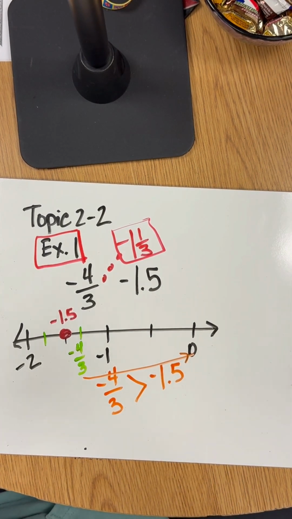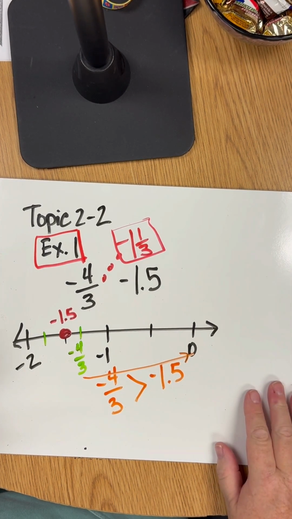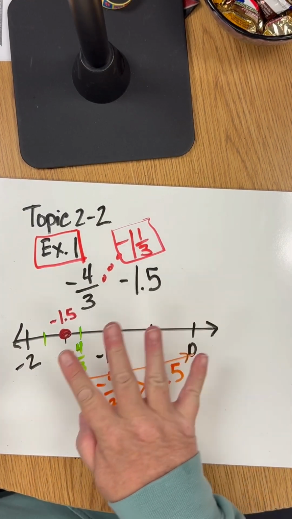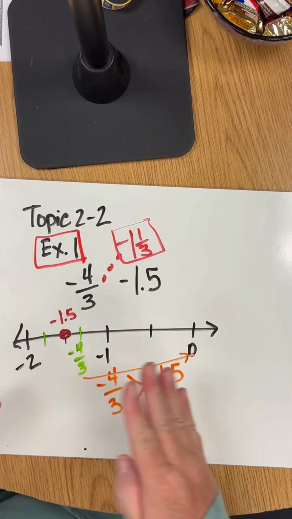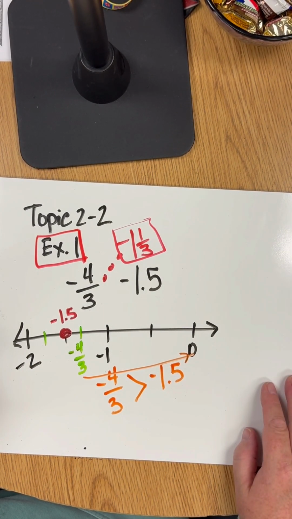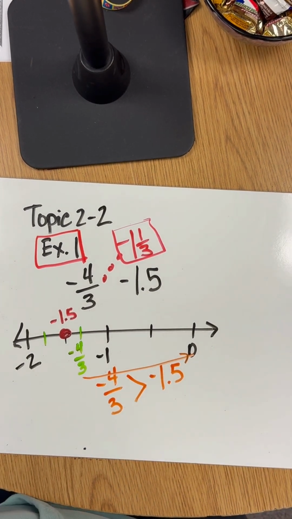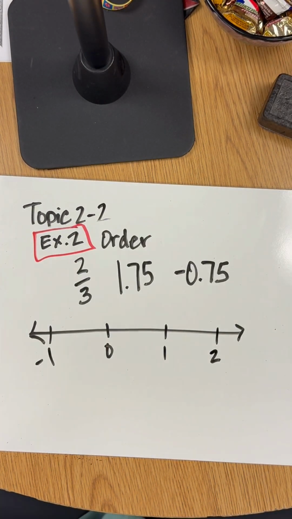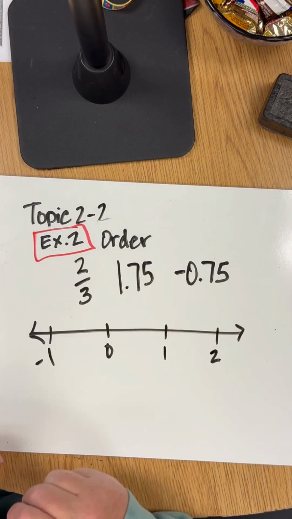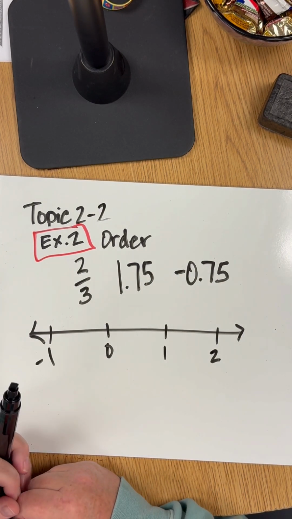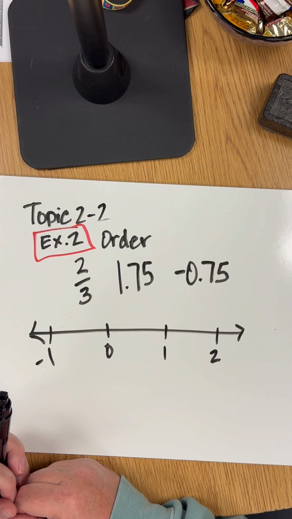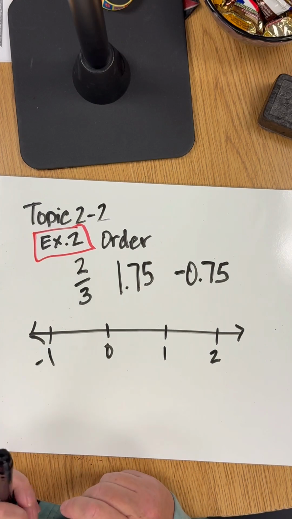Okay? So you're going to be given some different things. They might be in fractions, they might be in decimals, and you'll have to flip-flop back and forth to be able to compare those on a number line. All right, here's example number 2, and they want us to put 2/3, 1 75/100 and -75/100 on a number line so that we could order those and decide which one was bigger.